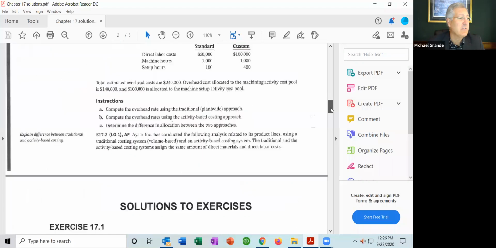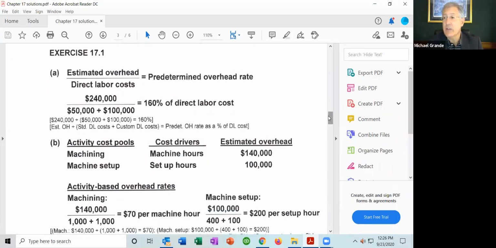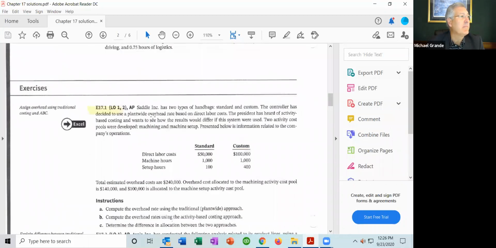So let's take a look at their solution here. A is asking you to calculate the predetermined overhead rate using a single plant-wide amount. And what did they say? Let's go back and read how it's calculated. The controller has decided to use a plant-wide overhead rate based upon direct labor costs.